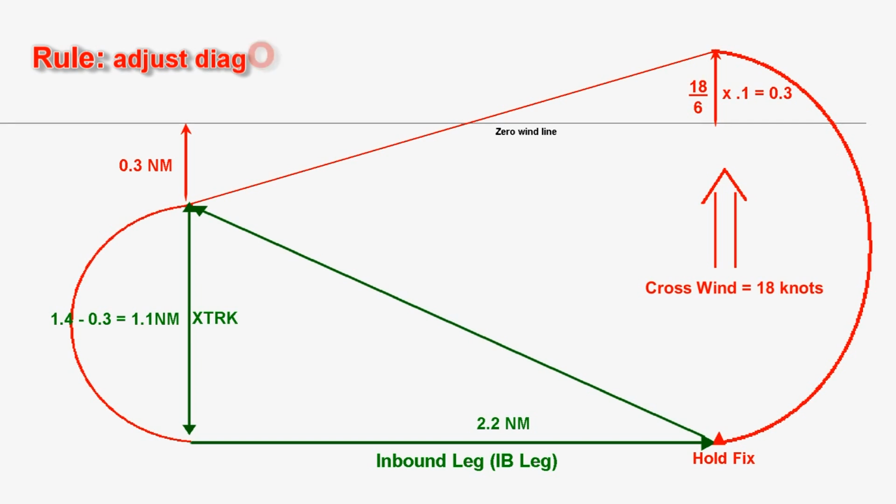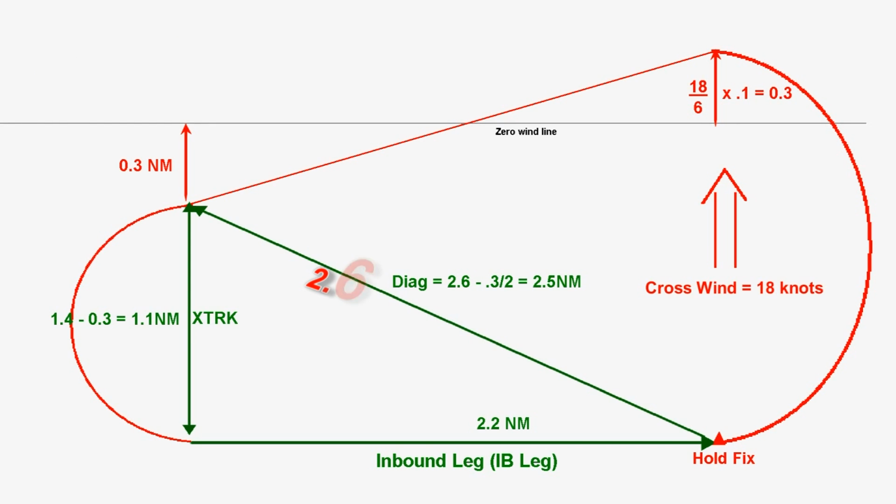I use the same rule of thumb I gave you a few minutes ago. I reduce the diagonal by half the amount I reduced the cross track. In this case, I'm reducing the cross track by 0.3, so I should reduce the diagonal by 0.15. That would make it 2.45. As always, I round that off and call it 2.5. Okay, let's give it a try.